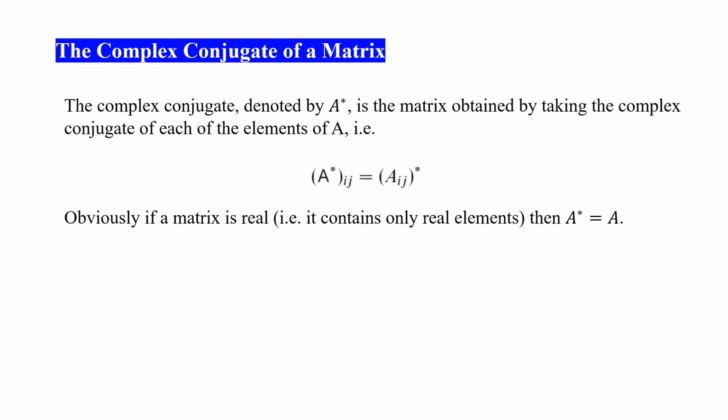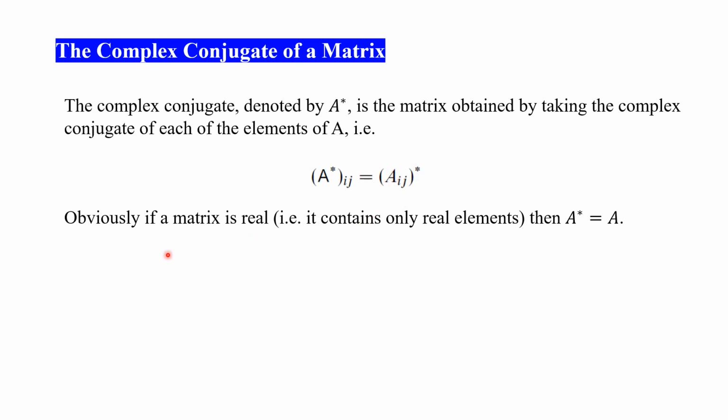Now let's discuss the complex conjugate denoted by A star. If you remember our lesson on the complex conjugate of a complex number, we are going to apply that concept here. The complex conjugate, denoted by A star, is the matrix obtained by taking the complex conjugate of each of the elements of A. That is, (A star)ij is equal to the complex conjugate of each element of your matrix A, so that is Aij star.